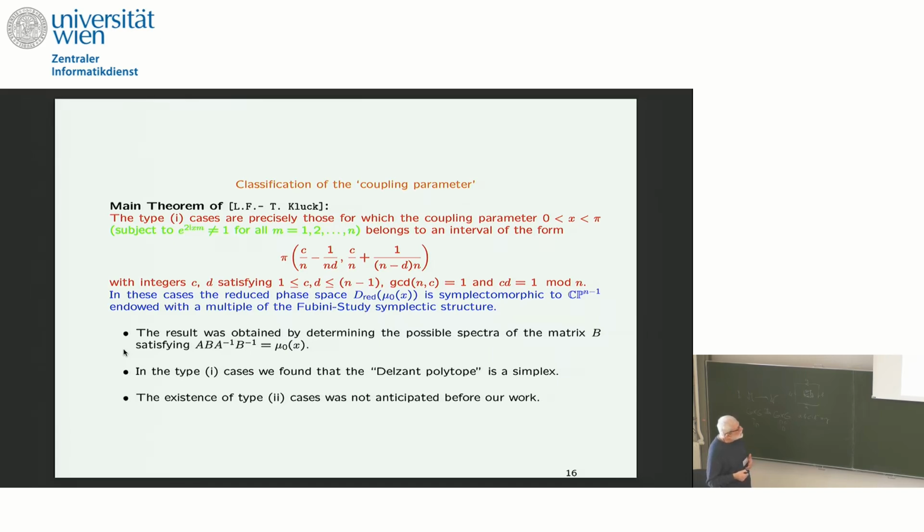Let's suppose that we take such a c from 1 to n minus 1, which is relatively prime to n. And this describes some kind of open interval around c over n: the left-hand part of the interval is smaller than c over n, and there is a right-hand part. There is a finite number of excluded values, so c over n is, for example, an excluded value. So the claim is that if x, the parameter of the moment map value, is in this interval around pi times c over n, then it is a type 1 case. Everything is regular.